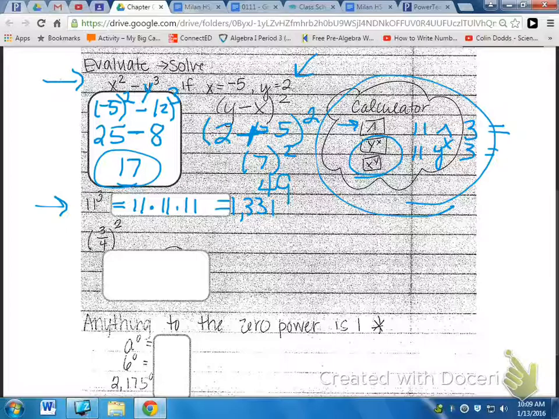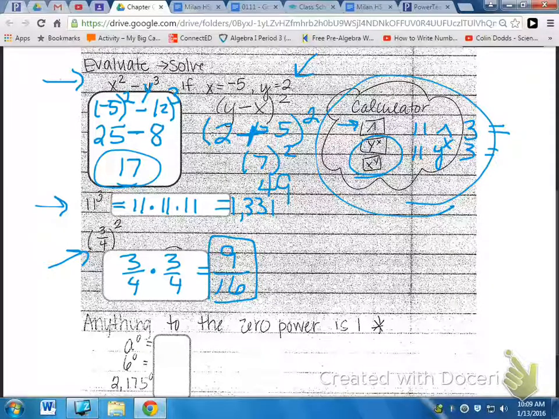All right, and finally a fraction squared. Let's just see what this would look like. 3/4 to the second power means 3/4 times 3/4. And when we multiply fractions, you multiply straight across. So 3 times 3 is 9, and 4 times 4 is 16, and that would be your final answer, 9/16. Okay, any questions about that?